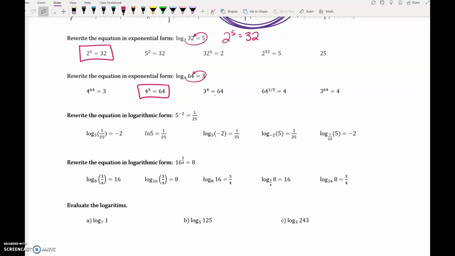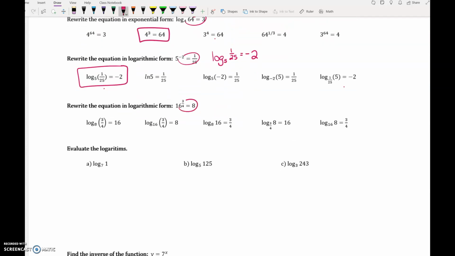Then rewrite in logarithmic form. This time you're starting with log base 5 of 1/25 equals -2. So you want the one that equals -2. There's 2 of them that equal -2. The first number needs to be 5. So log base 5 of 1/25 equals -2.